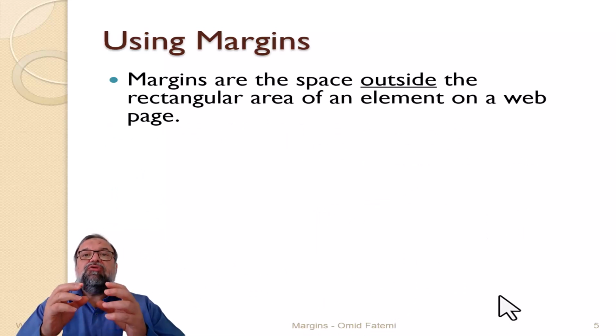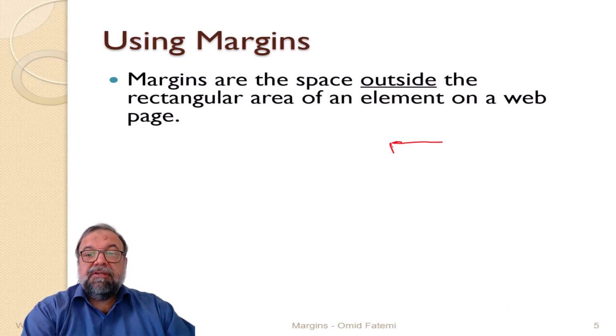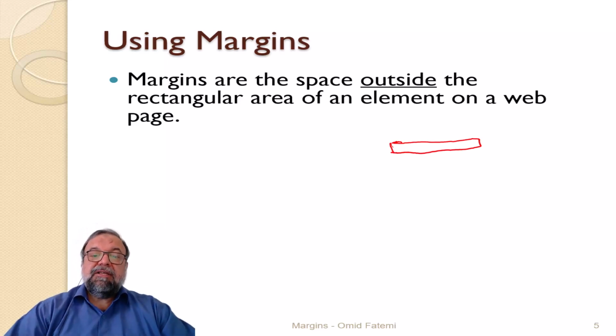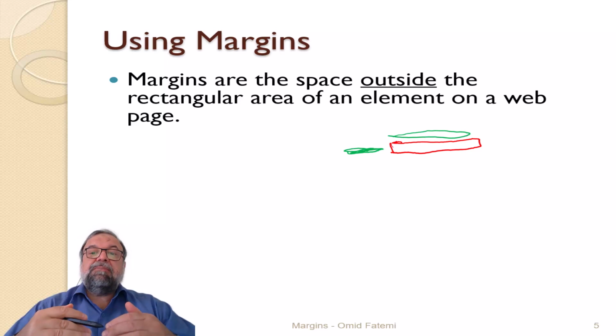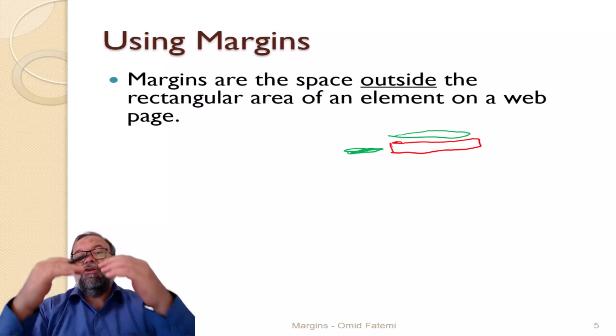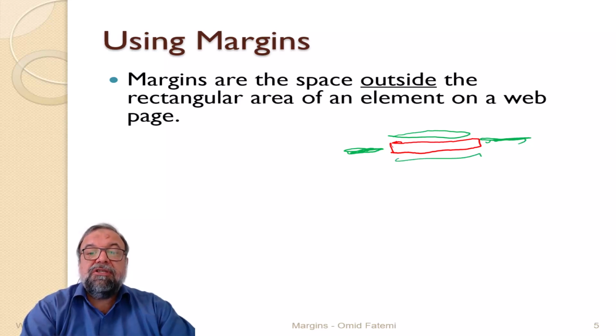Margins add space to an element outside the rectangle area of the element. For example, let's say this is our element in a page. When we add margins to that, we actually put some space around it. For example, if we put some margin on the left, it means space here, or if we put some margin on the top, it generates a space between this element and the items on top of it. We can also put some margin on the right or the bottom.